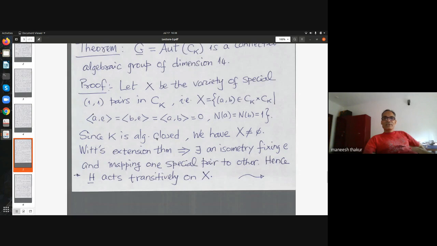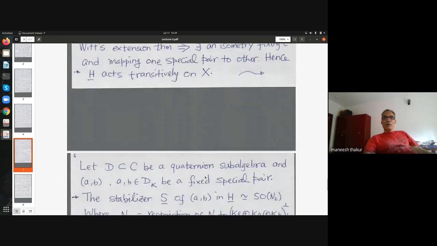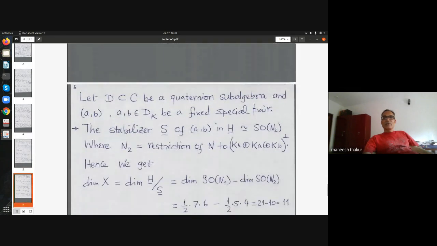So what I am doing is now trying to figure out the stabilizer. So here, any element belongs to E perp actually because of this, right? A and B are in E perp, and then they are orthogonal to each other also. Using that, Witt's extension theorem tells us that there is an isometry fixing E and mapping one special pair to the other. So that tells us that H bar acts transitively on X. H bar is something whose dimension we can compute.